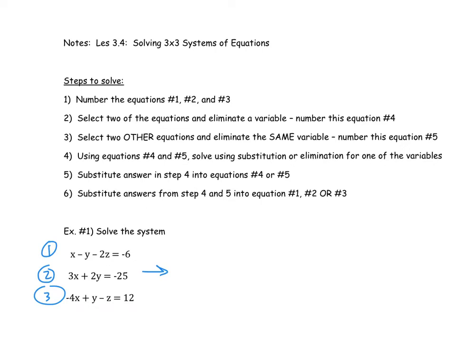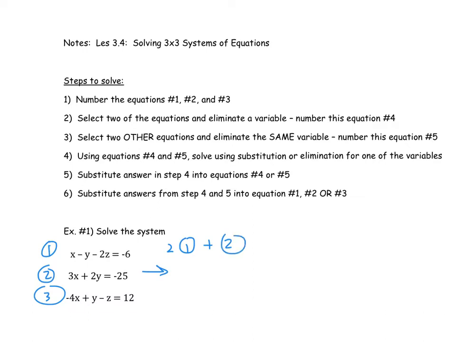And I'm going to choose to get rid of my y's. The reason I like my y's, if you notice, there are 2 y variables that have a 1 in front of them, which makes it very easy to eliminate. The x and the z, there's also 1 of each of those, so they'll be fine. But we're going to go ahead and go with y right now. So I am going to take my first equation, and I'm going to multiply it by 2. And when I do that, I'm going to add it to equation 2.